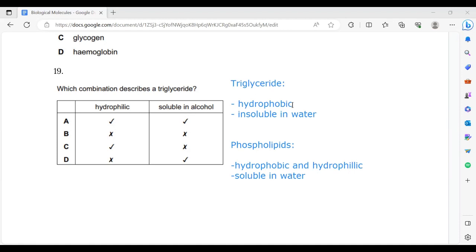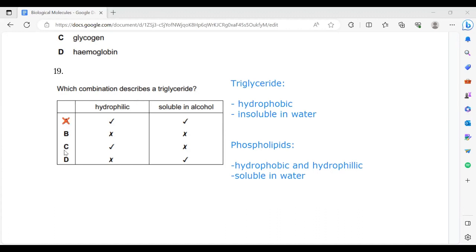So it's hydrophobic. That means that it is not attracted towards water, and something that is not attracted towards water and cannot form hydrogen bonds with water cannot be soluble in water. So, looking at these characteristics, you can make a guess. Let's first eliminate the answers that are not possible at all.